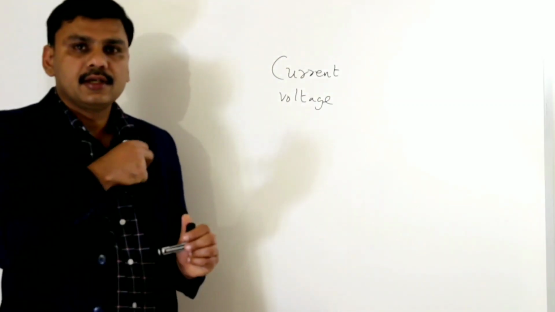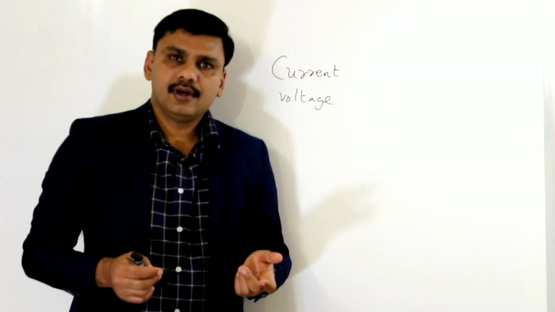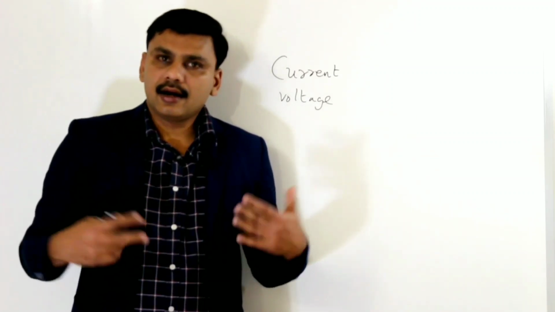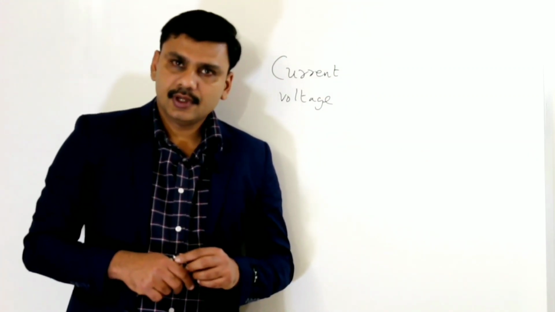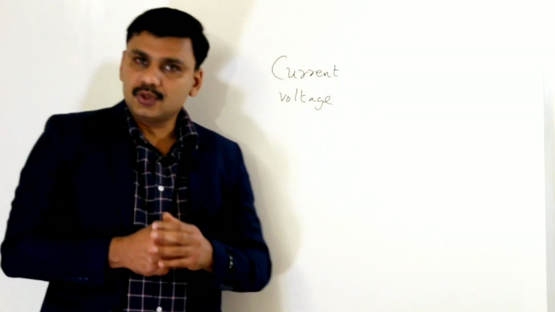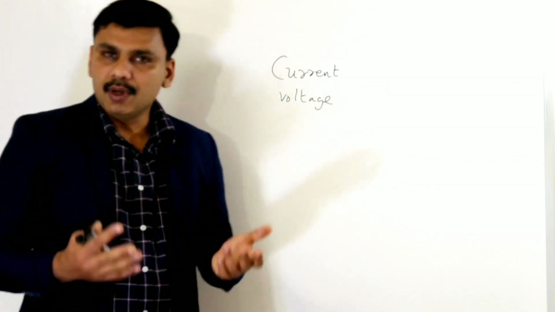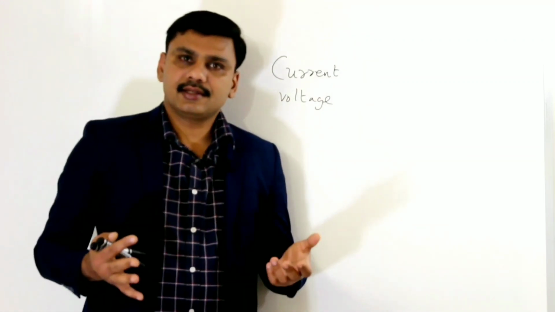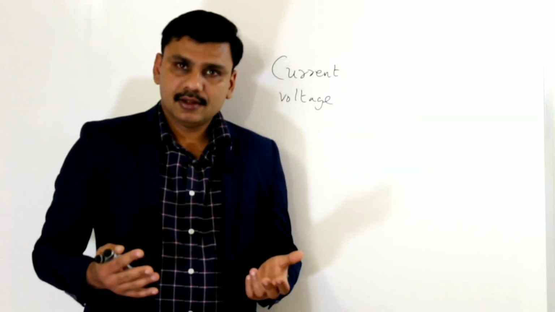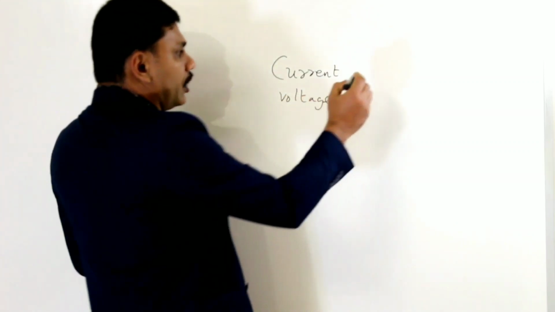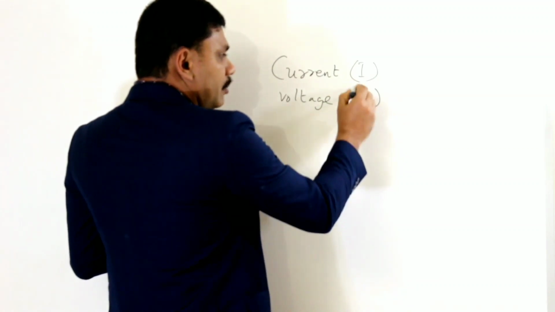Current and voltage. These are two familiar terms in our daily life. You are always hearing current and voltage related to electrical appliances. So what is the relation between these two? You know that when voltage is more, current will be more. When voltage is less, current will be less. The relation connecting current and voltage: current is represented by I, and voltage is represented by V.